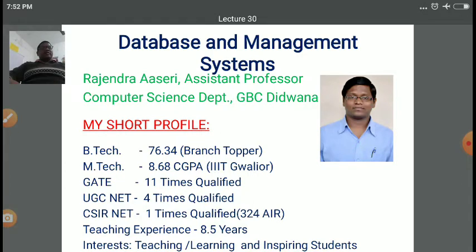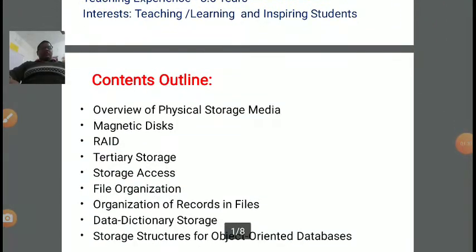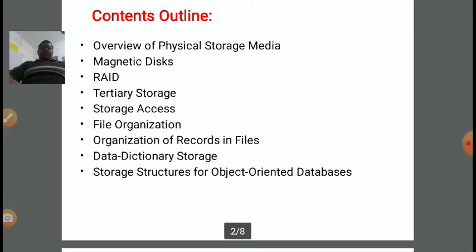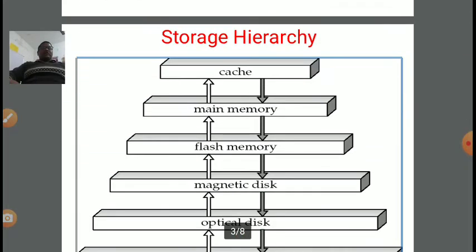In that, we discussed the optical disk, the hierarchy of the various storage devices, and cache, magnetic disk, CD, DVD, how to store data regarding their capacity and their cost, and volatile and non-volatile memory storage also, right? So up to this point we have discussed the overview of the physical storage media, magnetic disk. Now in this lecture we are starting with the storage hierarchy.